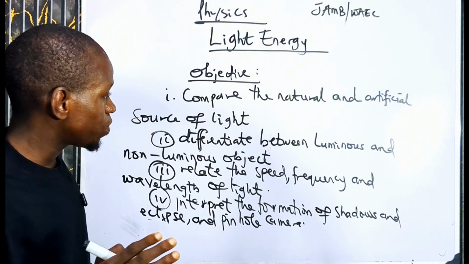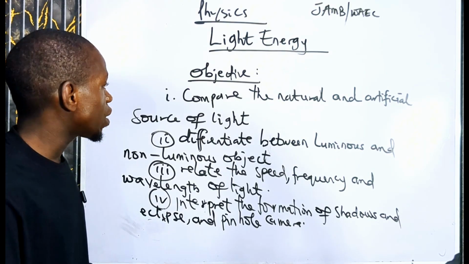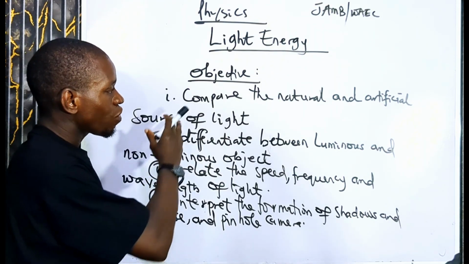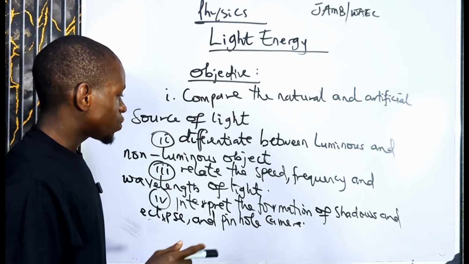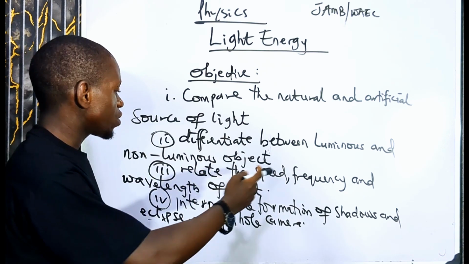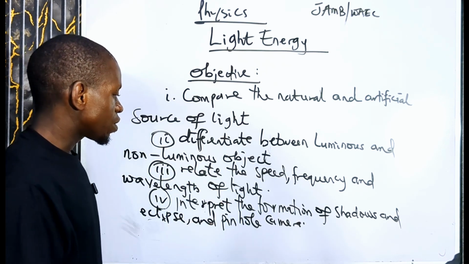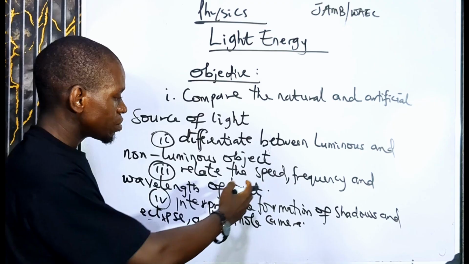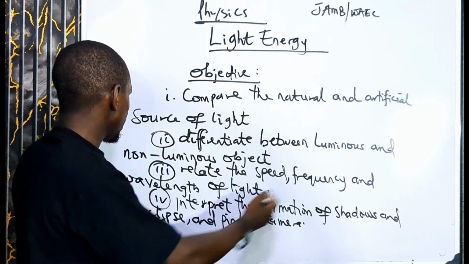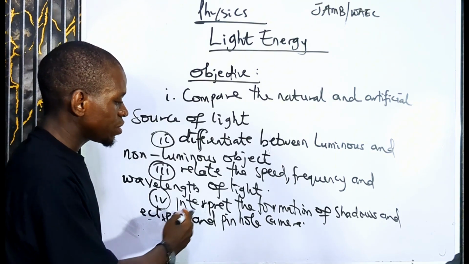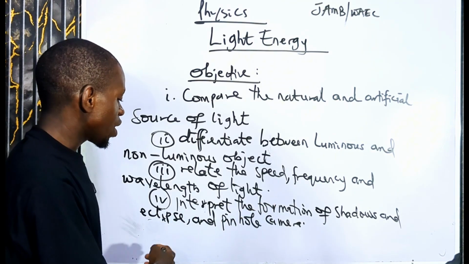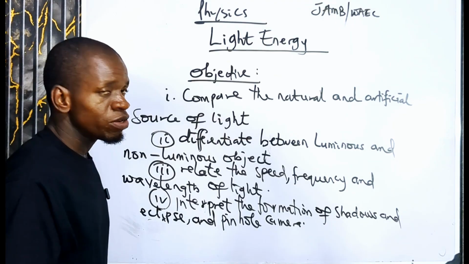The things you're going to be learning are: number 1, you have to understand or compare the natural and artificial sources of light. Number 2, differentiate between luminous and non-luminous objects. Number 3, relate the speed, frequency and wavelength of light. And the last one has to do with interpreting the various formations of shadows and eclipses, and the pinhole camera.